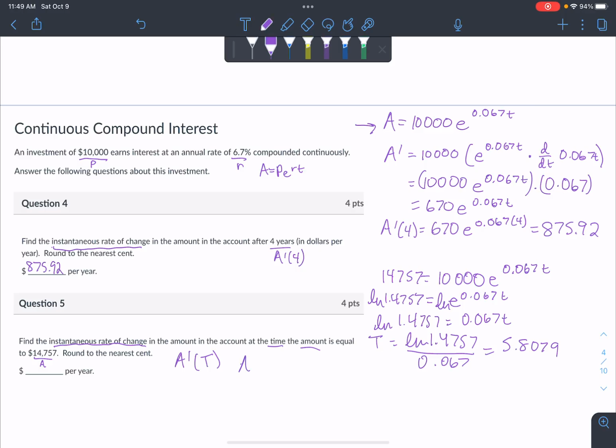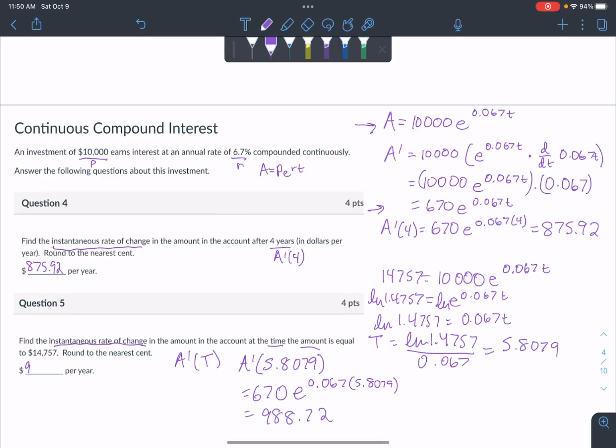So now we want to find A prime of that t that we just found, 5.8079. So we can plug that into our derivative, which is here. 670e to the 0.067 times this 5.8079, and this gives me 988.72. So the answer for this question is 988.72 per year.